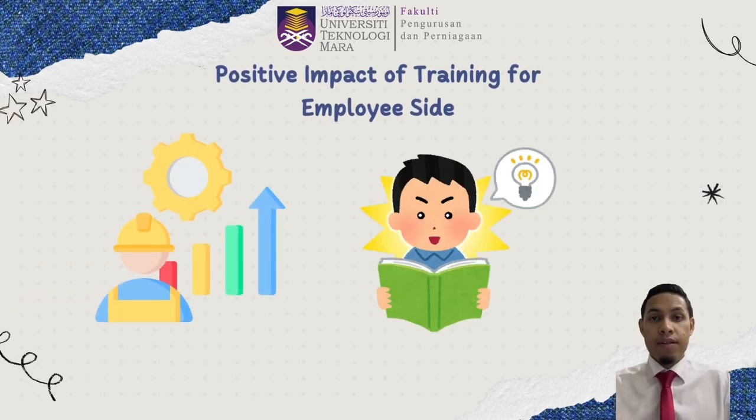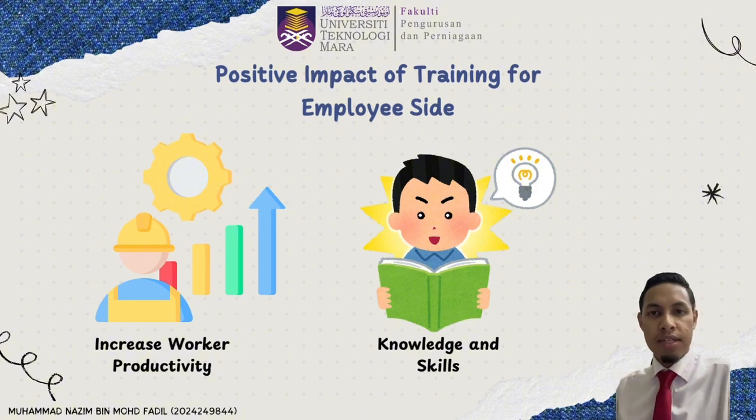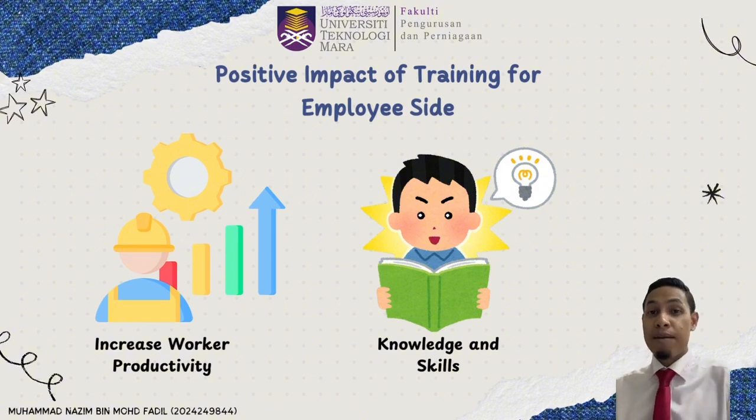Alright, so now let's jump to the first point, which is the positive impact of training on the employee side. There are two actually. The first one is increased worker productivity, and the second one is increased knowledge and skills of the employee. So what does increased worker productivity mean? What will happen if the employee productivity increases? The first thing, it can increase the satisfaction of the employee to work in their department because they know what they are doing and they have the ability to do it very well.